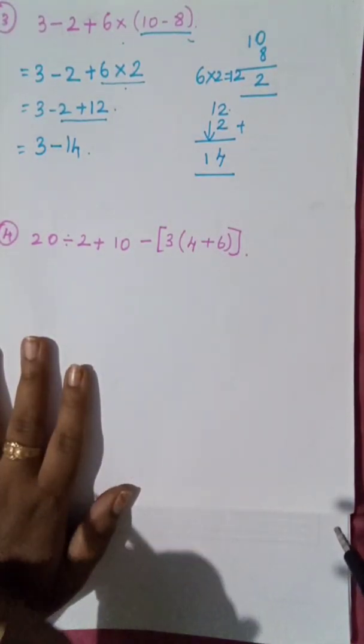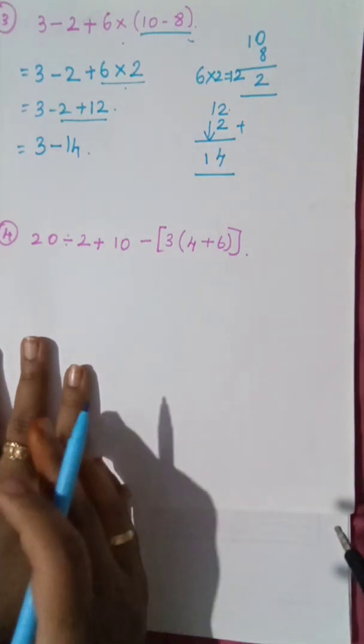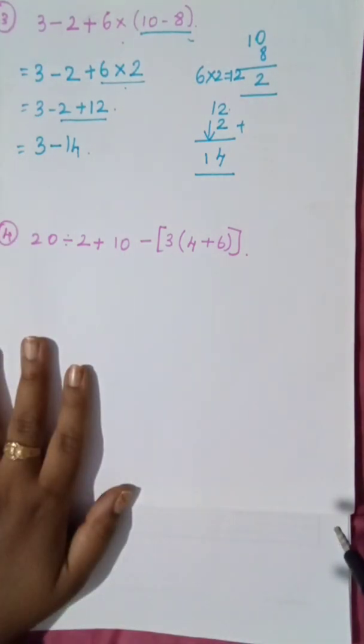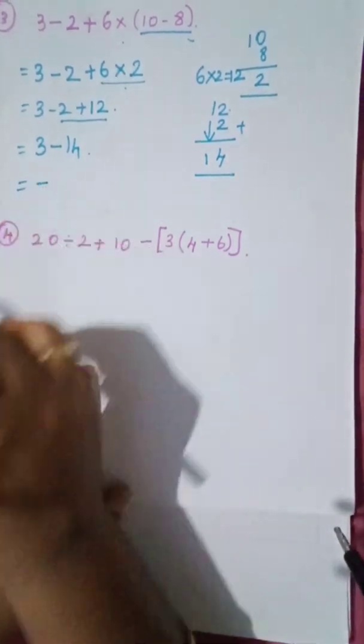Okay. So after this what we have to do? We have to subtract both the numbers. While subtracting both the numbers, which one is the biggest number here? 14 is the biggest number. So 14 contains which operation? Negative operation. So we have to write the negative symbol here.